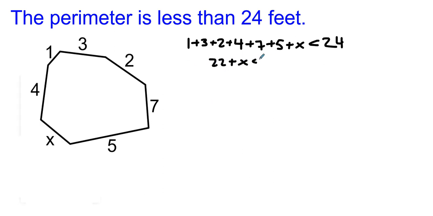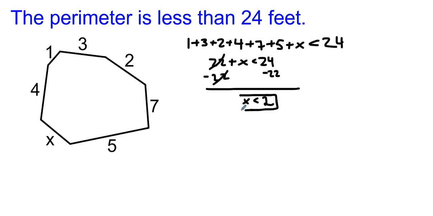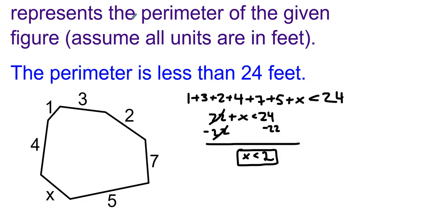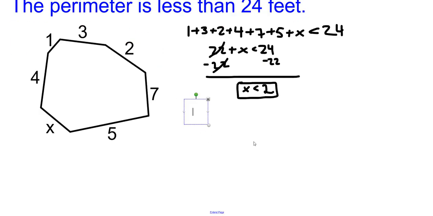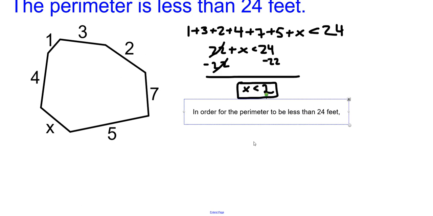Subtract 22 from both sides of the inequality. So the subtraction property of inequality. So I have x by itself. X is less than 24 minus 22 is 2. And again, we're assuming these are all in feet. There is my solution as an inequality, but I'm going to go ahead and write down that in order for the perimeter to be less than 24 feet, x must be less than 2 feet in length.